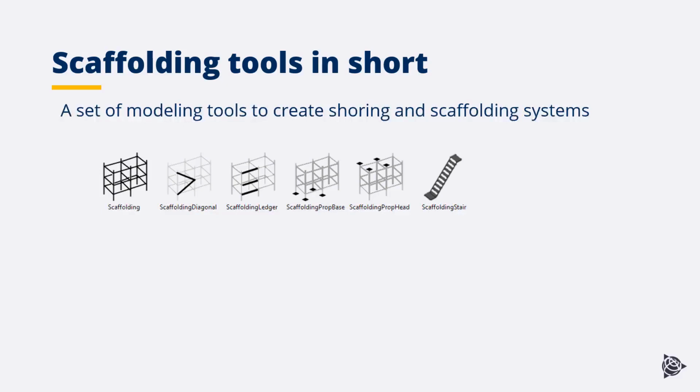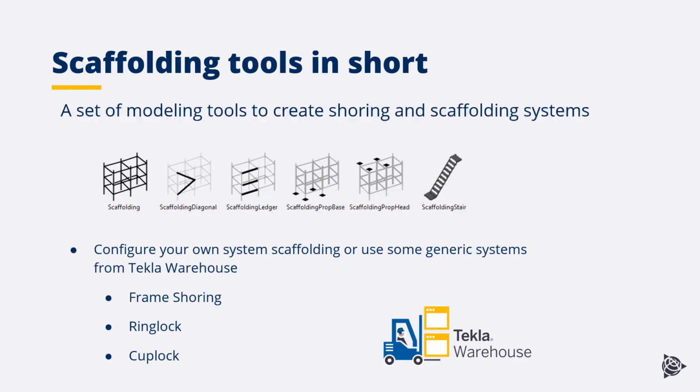It's a set of modeling tools in the same way as formwork placing tools, but for creating shoring and scaffolding systems. We start off with the main frame, but then we can add different details like you do in the formwork placing tools. Also, what you can do with the scaffolding tools, you can configure your own system scaffolding or use some of the generic systems that are provided in Tekla Warehouse, like the frame shoring, ring lock systems, or cup lock systems. So go to Tekla Warehouse, to our online warehouse of different tools, as Carlos explained. Download the extension and the scaffolding systems that you would like to try out and get started.